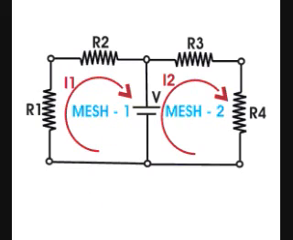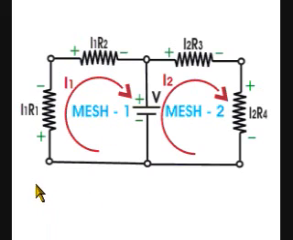Step 3. The next step is to identify the polarities of each element connected in the mesh. The polarities of voltage drops must be positive at the upstream end and negative at the downstream end of a resistor. Generally, we mark plus at the terminal where current enters the resistor. The battery polarity should be as per the orientation given in the diagram.